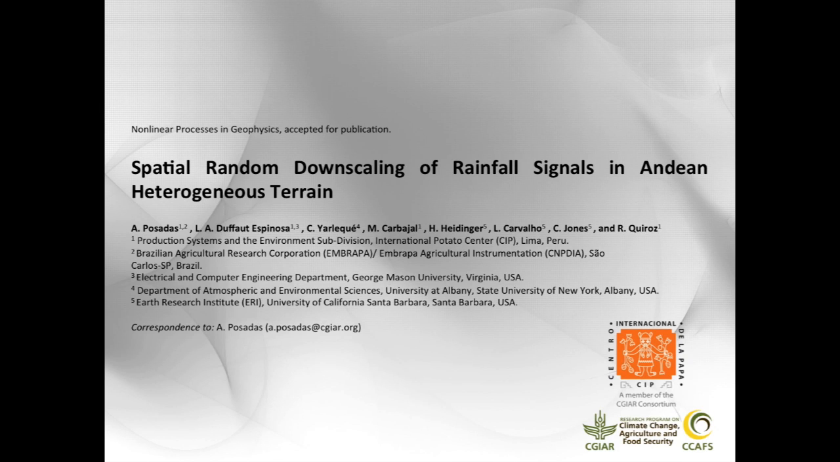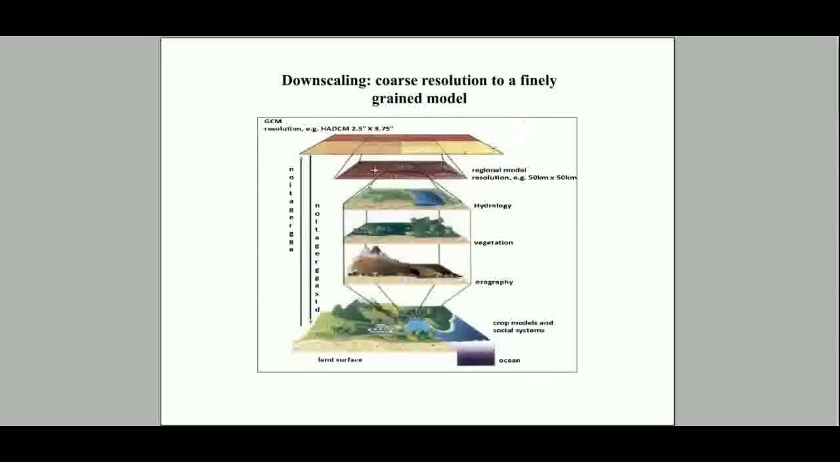Following is a demonstration of spatial downscaling using a multifractal technique. Suppose we have information at a coarse resolution. This information is not appropriate for crop models, so we need to downscale this information to a more appropriate and manageable resolution.